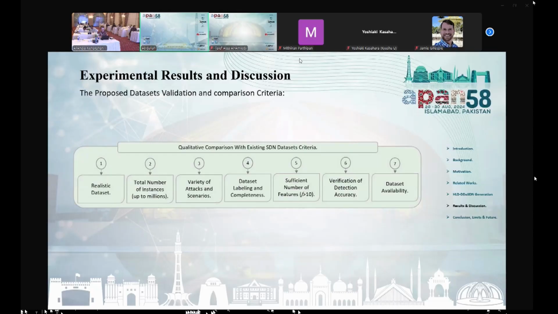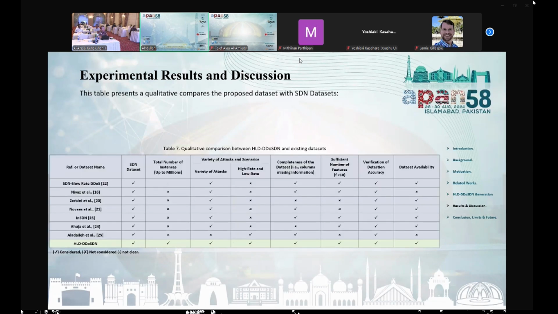Total number of instances up to 1 million. The dataset must include a variety of attacks and scenarios. The dataset must be labeled and complete. The dataset must include a sufficient number of features for allowing the researchers to understand more about the attack patterns. The dataset must be verified in terms of detection accuracy. Finally, the dataset must be publicly available. As shown in this table, most of these datasets fail to include up to 1 million instances. Additionally, most of them fail to include both high rate and low rate DDoS attacks.